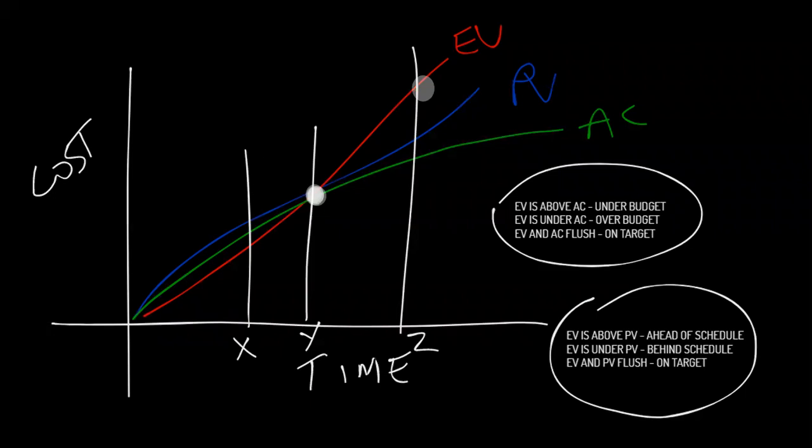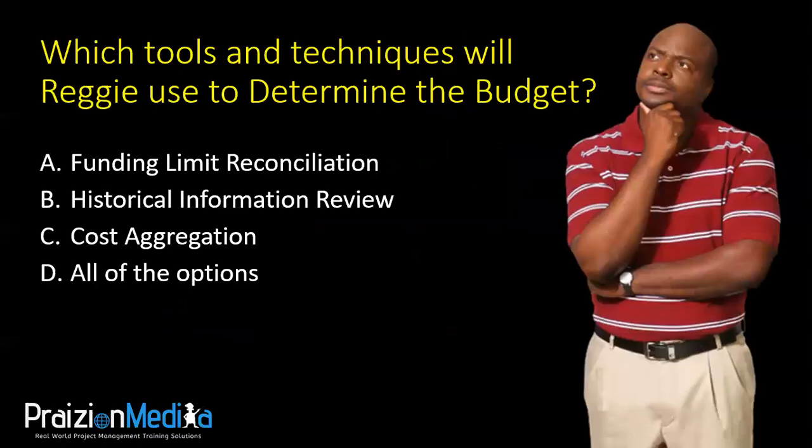I hope this helps you get more confident with the earned value questions. I'm going to leave you with a little trivia, still from cost management. Which tools and techniques will Reggie use to determine the budget? In other words, tools and techniques for that process.